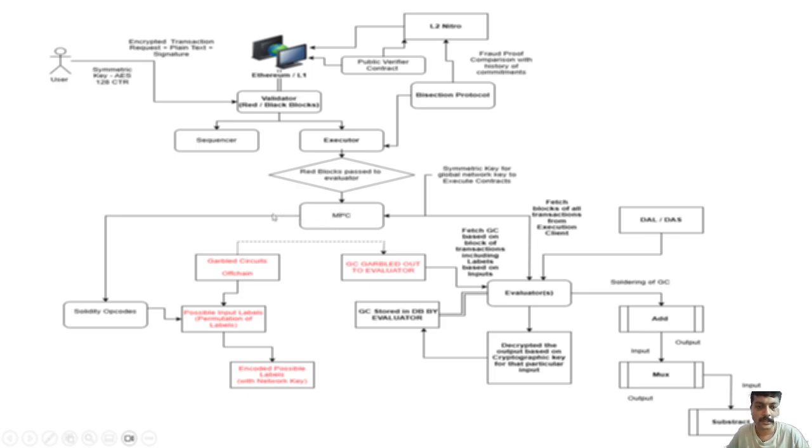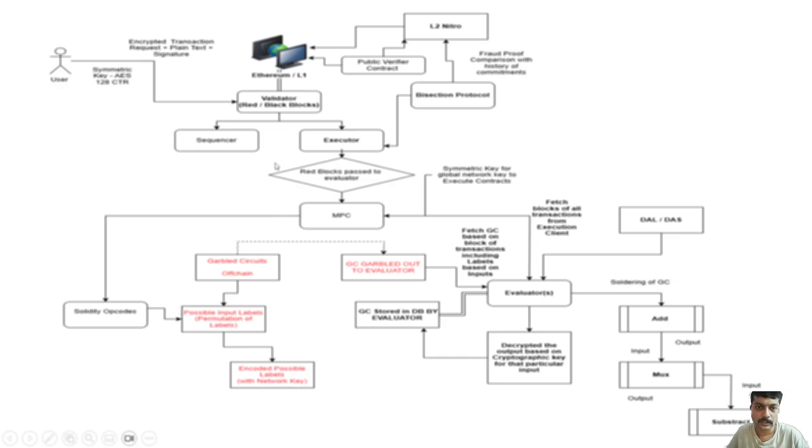But before getting into the MPC, let's see how the MPC circuit gets generated. They are using garbled circuits, which means they are following Yao's garbled circuit paper. The solidity opcodes before the transactions, or before the EVM gets executed, the garbled circuits are generated, and possible input labels for those circuits are generated based on the permutations, and they are also encoded based on the key.